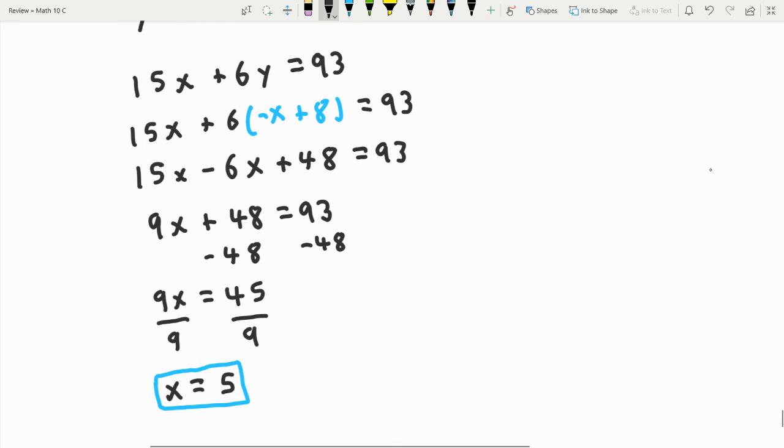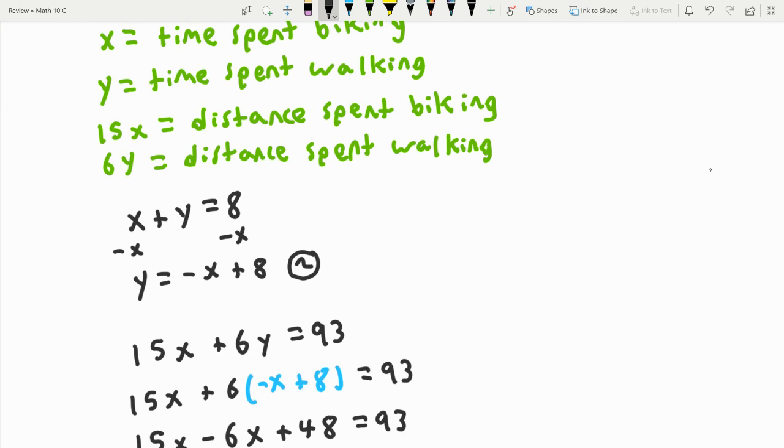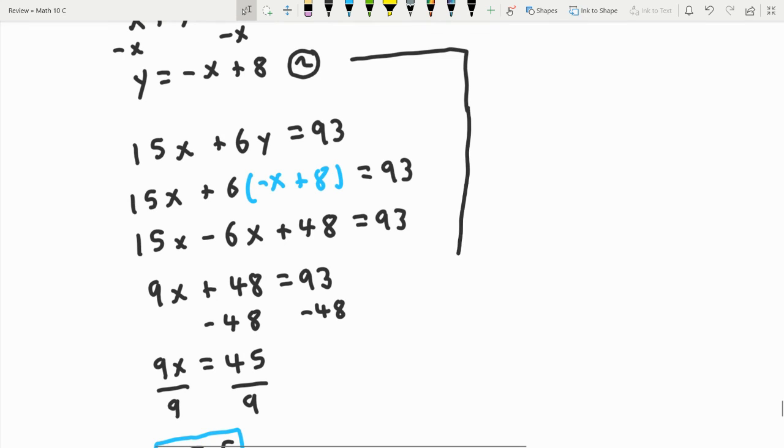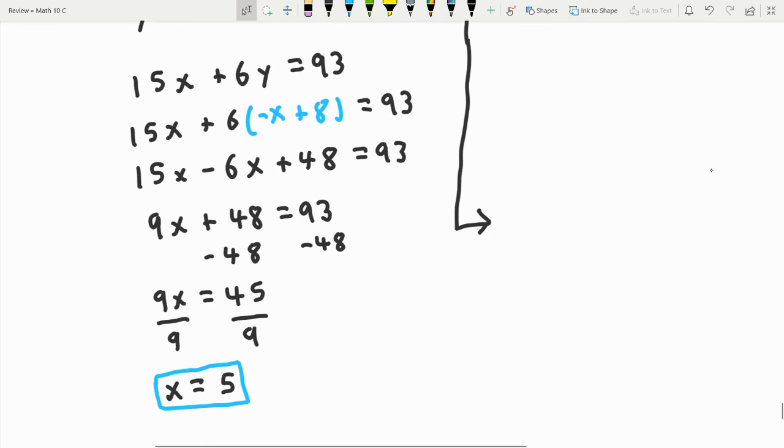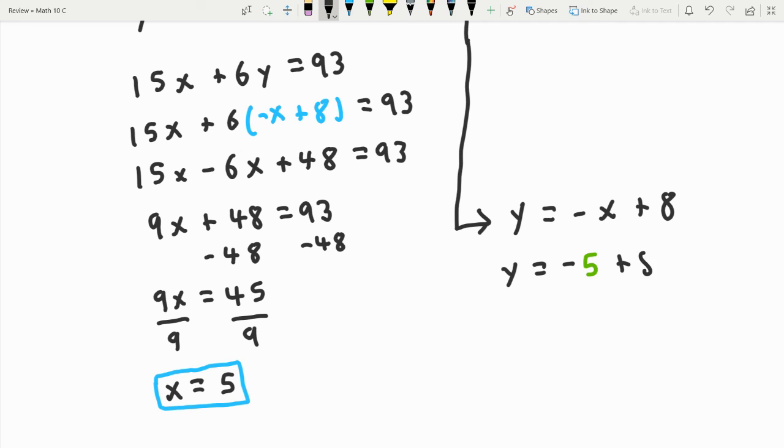So now let's solve for y. For y, I say we plug it back into equation 2 that I manipulated for. So let's plug it into this one here. So I would have y equals negative x plus 8. I know my value of x, so that'd be negative, and then I put in my value of x, which is 5, and then plus 8. So I have y equals negative 5 plus 8, which should just be 3.